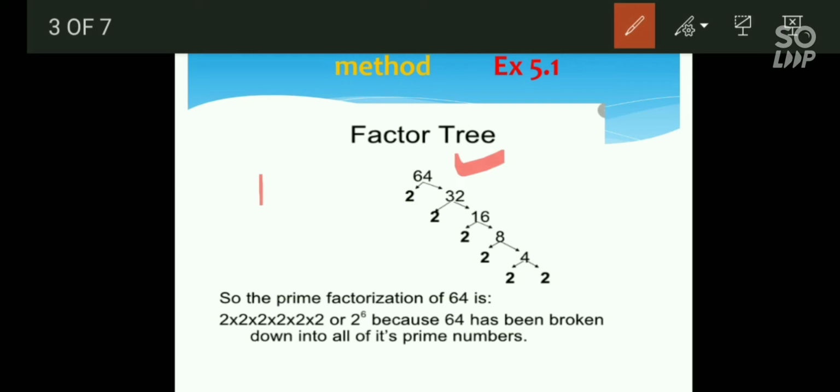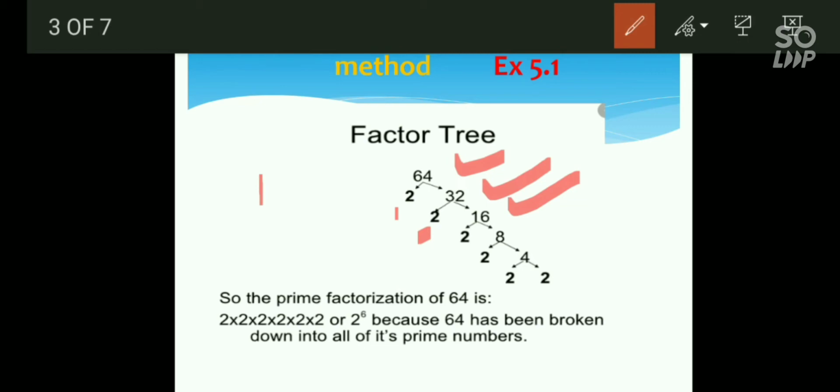We have to find whether the number is divisible by 2 or not. Here 64 is divisible by 2, therefore we can split the factors, write 64 as 2 into 32. 2 is a prime number, again 32 is a composite number. Here we have to find the factors of 32. So 32 you can write 2 into 16. Here 2 is a prime number, this 2 is a prime number.